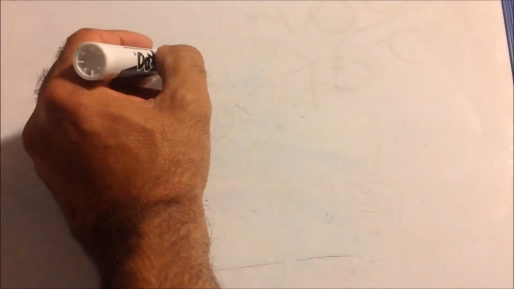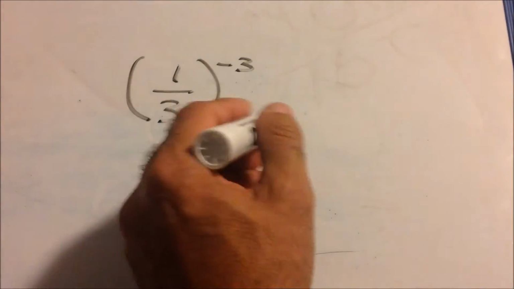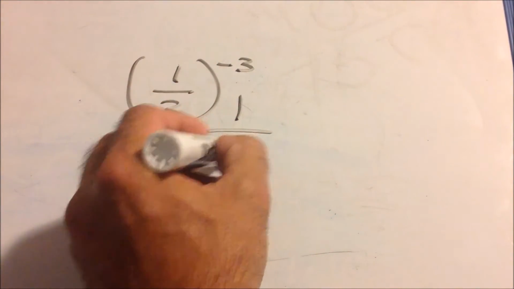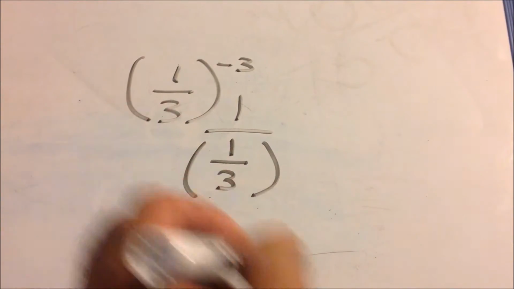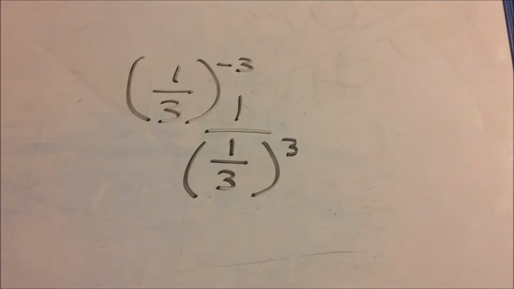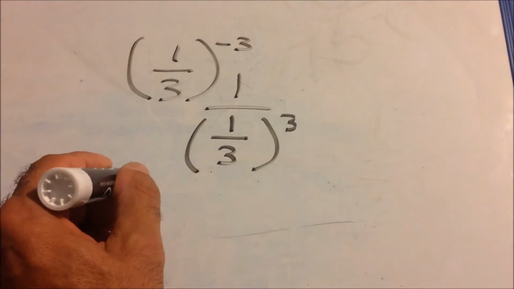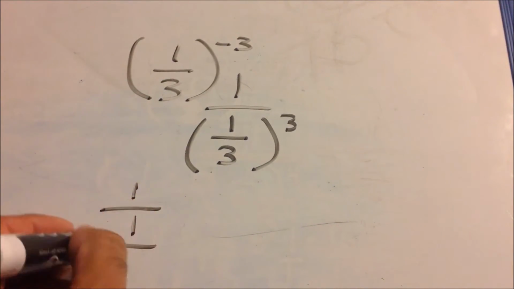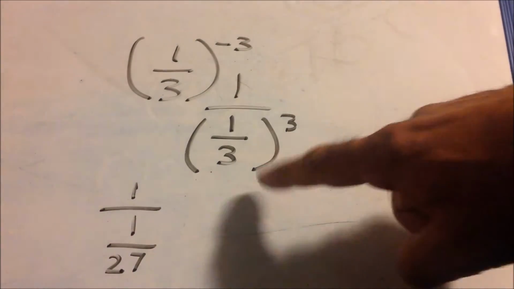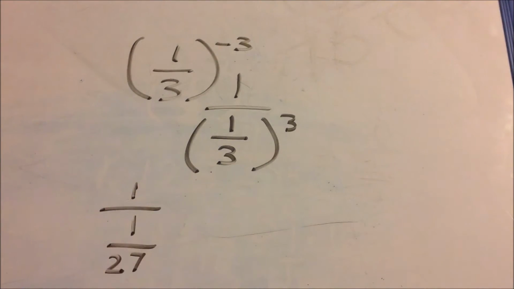What if I had, let's say, 1/3 to the negative third power? Try that one. Okay, so again, we're going to make a complex fraction here. Put the parentheses. Bring the negative 3 down, and it becomes positive. So now we have, we'll bring this up over here. We have 1 divided by 1 over 27, because 1/3 times 1/3 times 1/3 is 1 over 27. Now you know this answer is going to be 27.